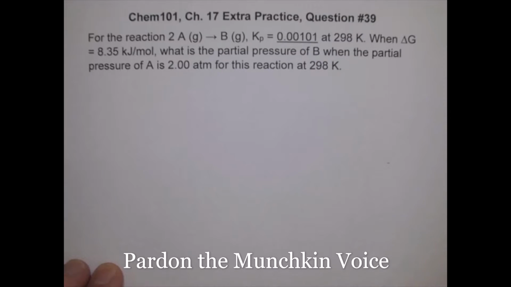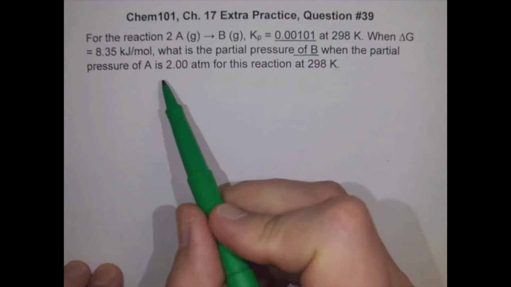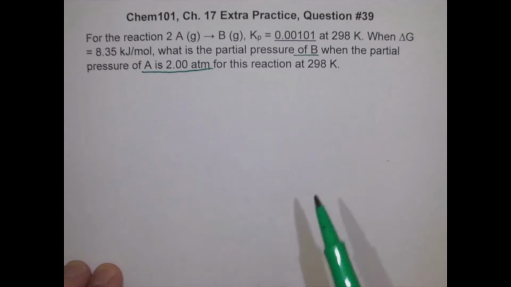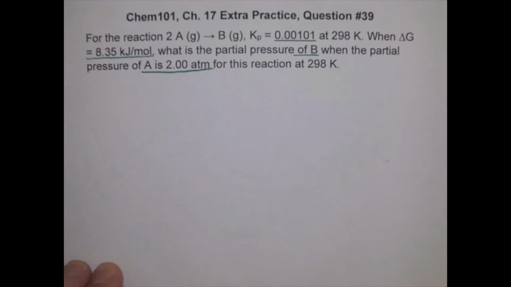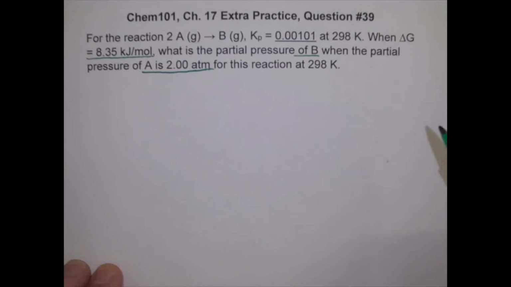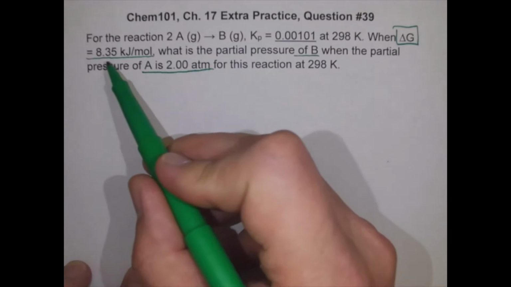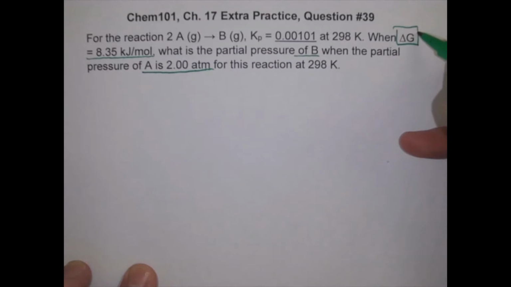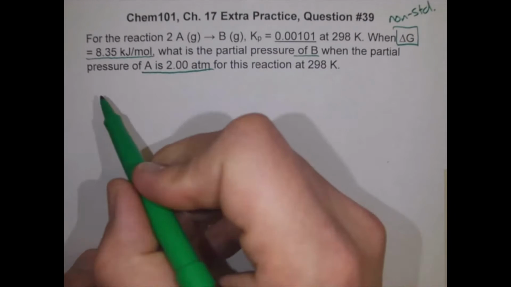In this question, we are asked to find the partial pressure of B when the partial pressure of A is 2 atmospheres, and we know the delta G of the reaction is 8.35 kilojoules per mole. One thing I want to notice right off the bat is that the delta G is 8.35, and it does not have the little degree sign as a superscript, so that means we are at non-standard conditions. That triggers use of this equation right here.